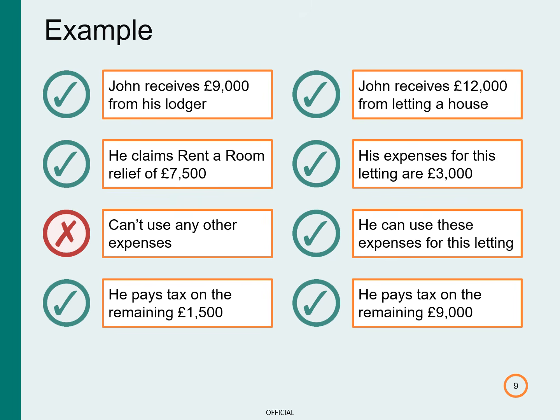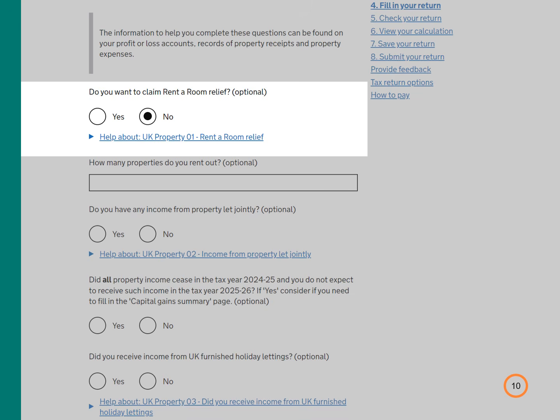If John had £8,000 allowable expenses from letting the room, he'd be better using these instead of claiming rent-a-room relief, as he'd only pay tax on £1,000. Let's go back to filling in the return. So if you want to use your income and allowable expenses to work out your profits, select No. Enter your income and expenses as you would with any other UK property income.